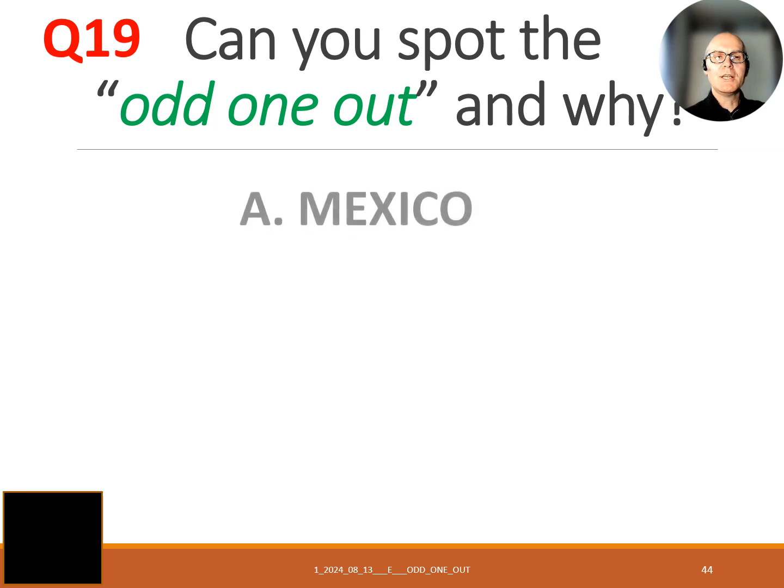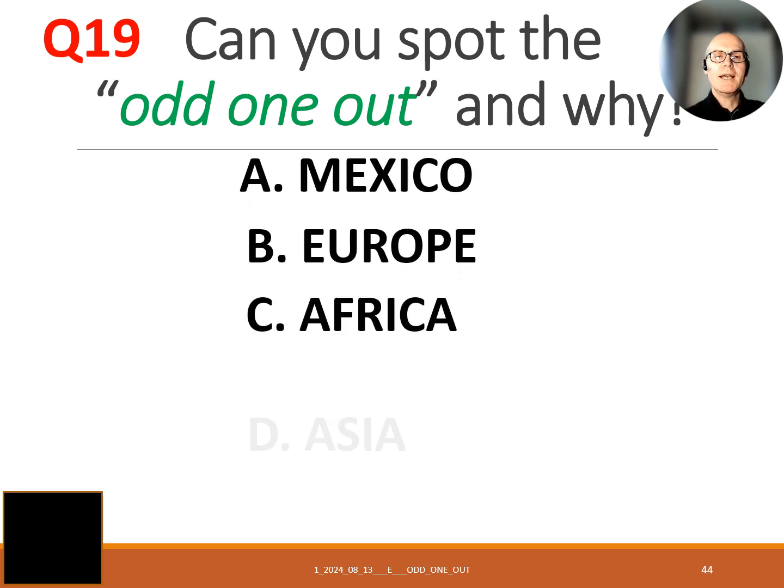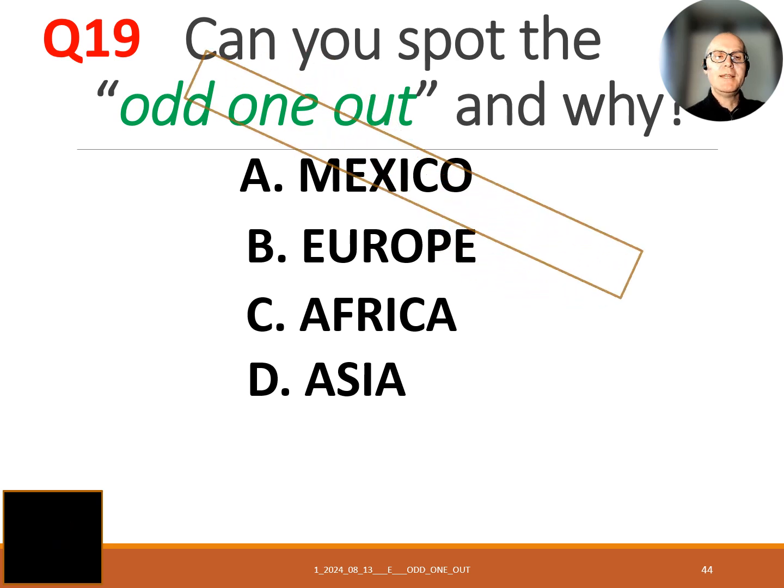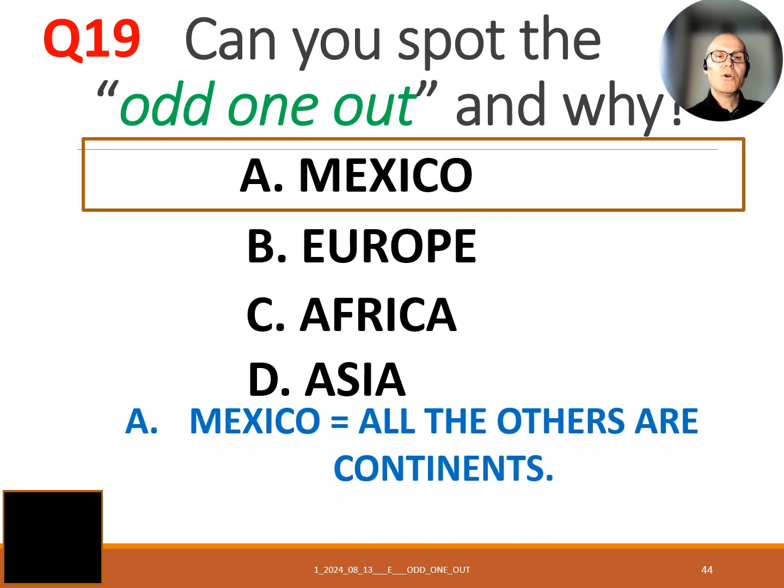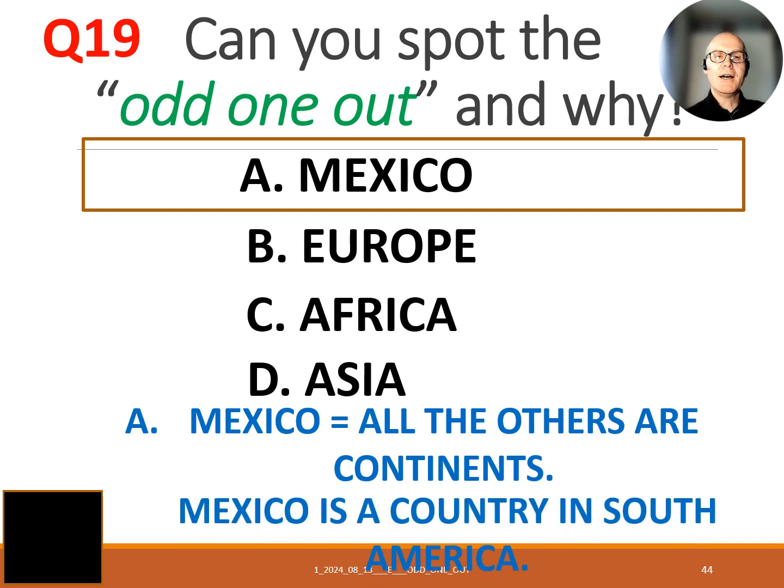The penultimate question. Mexico, Europe, Africa and Asia. What was the odd one out here? Geography question and why? The odd one out here was Mexico, because Europe, Africa and Asia are continents, whereas Mexico is a country in South America. Europe, Africa, Asia are continents. Mexico is not a continent. It's a country in South America. South America is a continent.